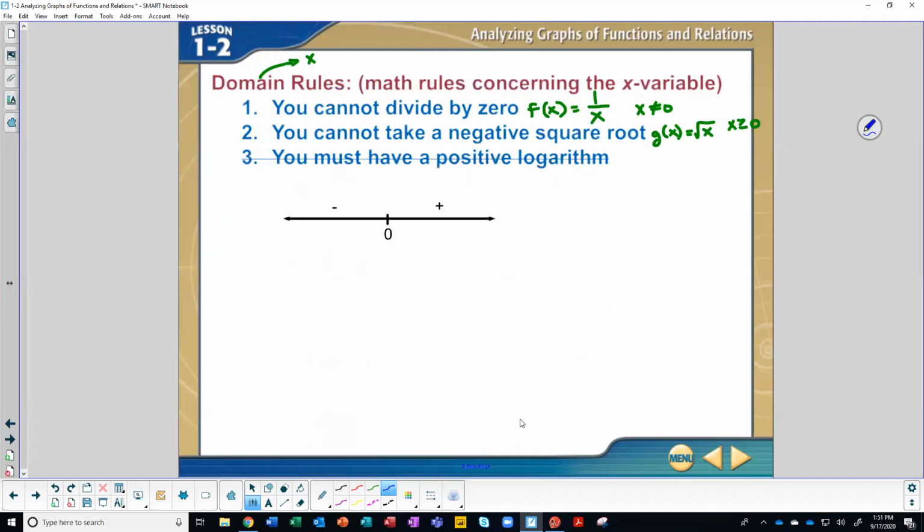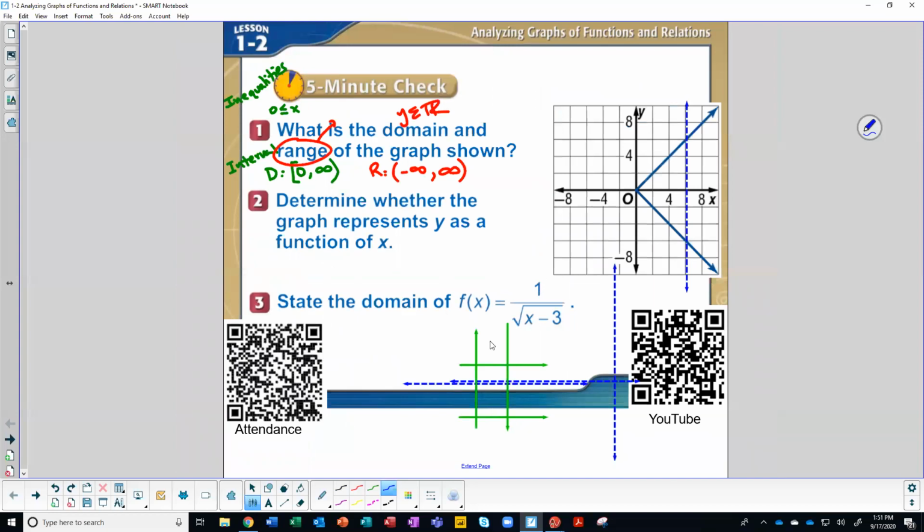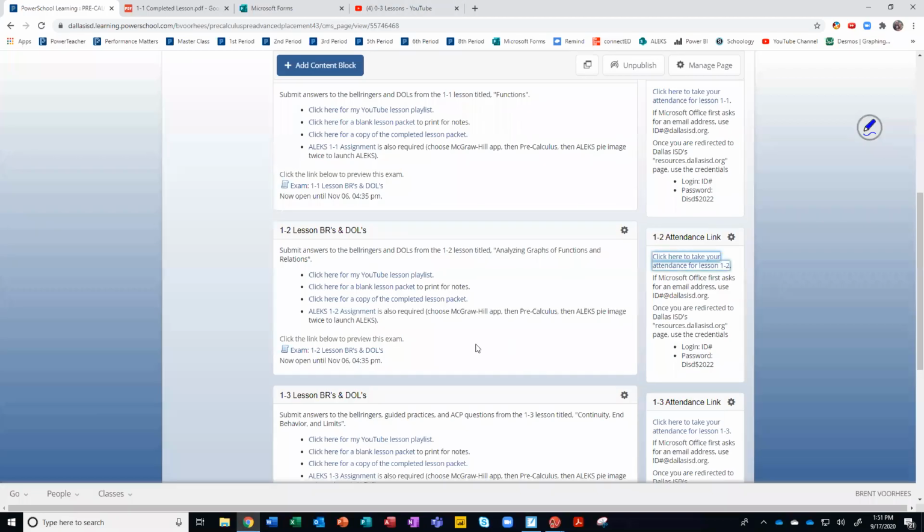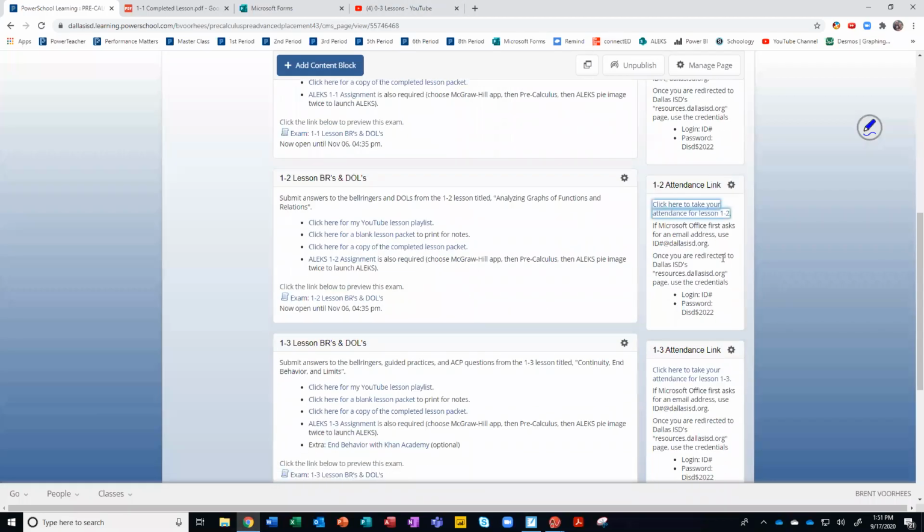Don't forget to do bellringer number 3 here. I'm going to give you quick instructions. This is lesson 1-2. Remember, you have 4 things for lesson 1-2. You must, number 1, take attendance today, if you haven't already. Number 2, watch the YouTube videos. Number 3, take the lesson exam. And number 4, do the Alex assignment. Remember, these things here are optional for you for taking notes on the videos. These 2 links right here are optional.